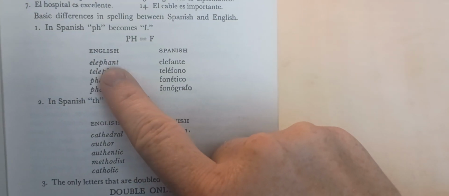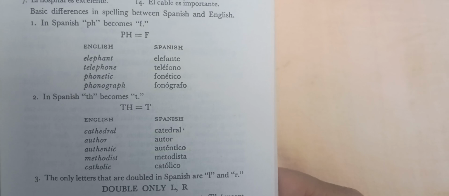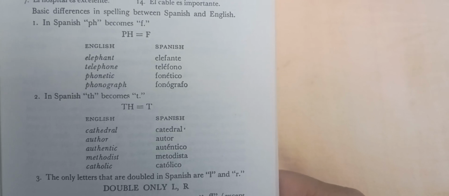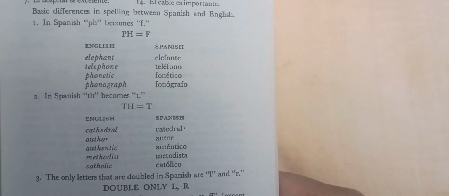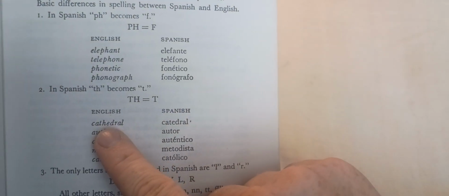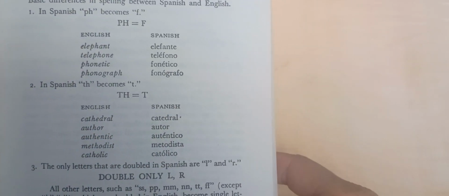Basic differences in spelling between Spanish and English. In Spanish, PH becomes F. Elephant, elefante. Telephone, teléfono. Phonetic, fonético. Phonograph, fonógrafo. In Spanish, TH becomes T. English, cathedral, catedral. Author, autor. Authentic, auténtico. Methodist, metodista. Catholic, católico.